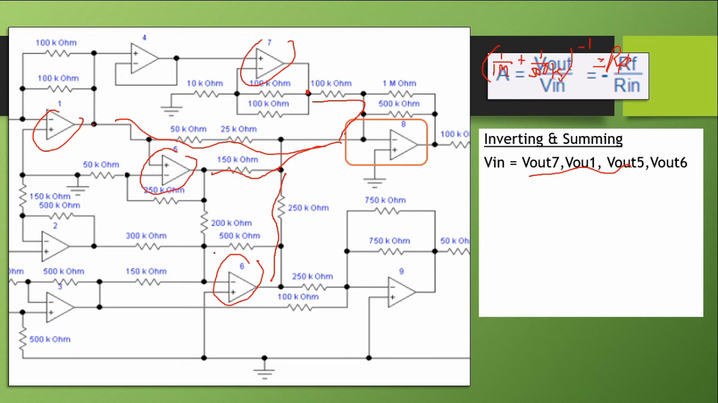Why do we ignore this part here? Because this is connected here. It's basically voltage difference here is 0. This is connected to ground, so we don't include it anymore. We just include this 1, 2, 3, and 4.